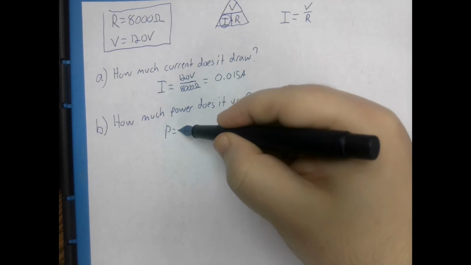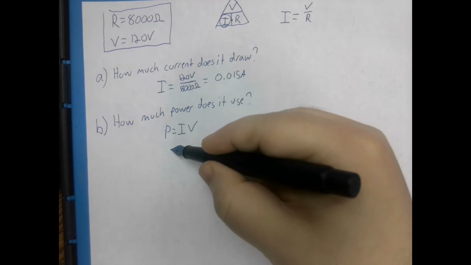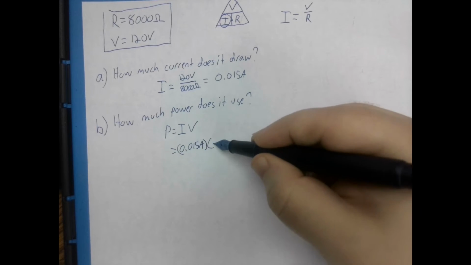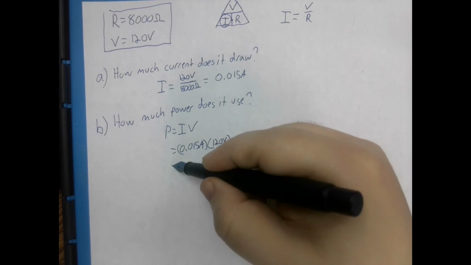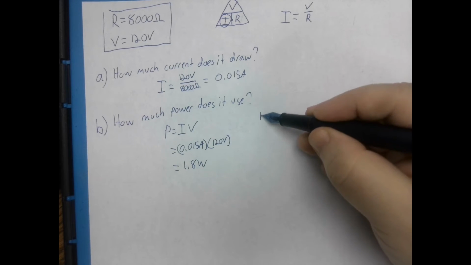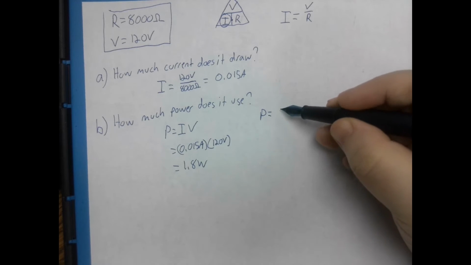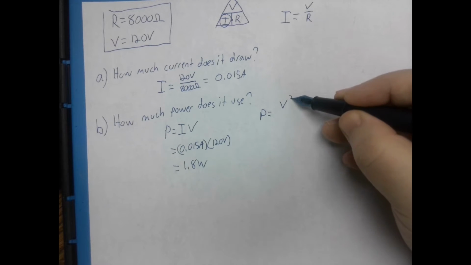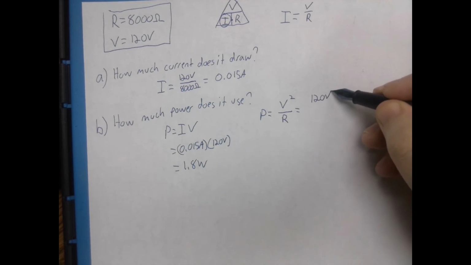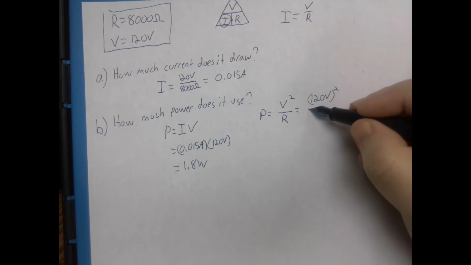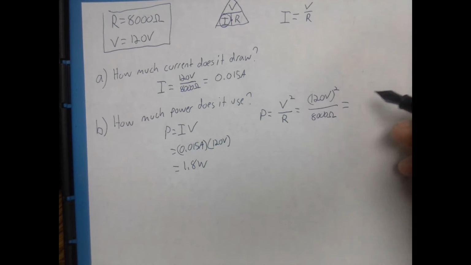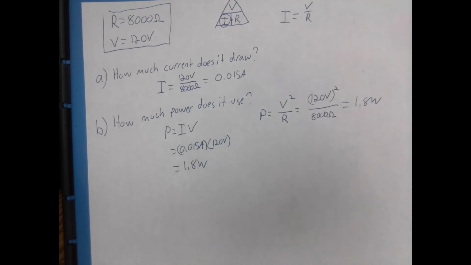So power is equal to current times voltage. So 0.015 amps times a voltage of 120 volts. And that gives you 1.8 watts. We could have used the alternative formula. Power is equal to voltage squared over resistance. So 120 volts squared over 8,000 ohms. And that also gives you 1.8 watts.